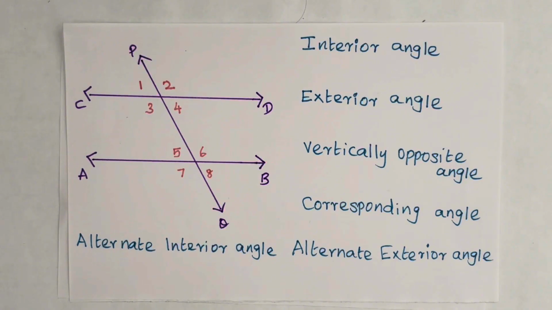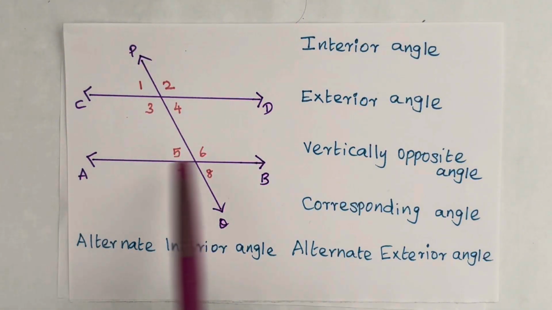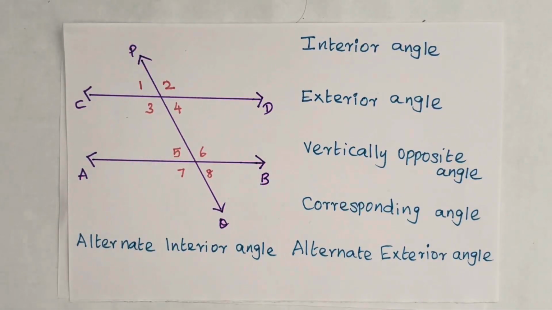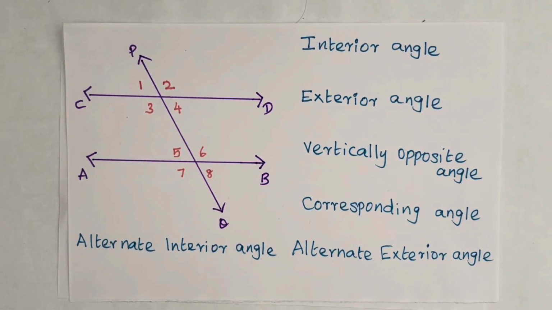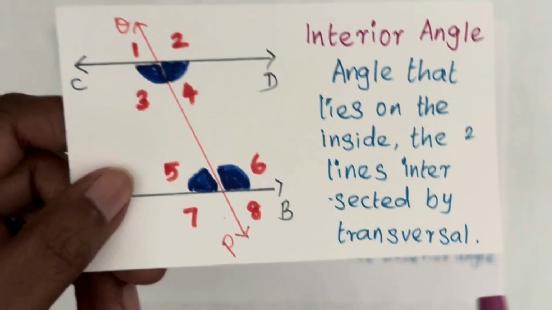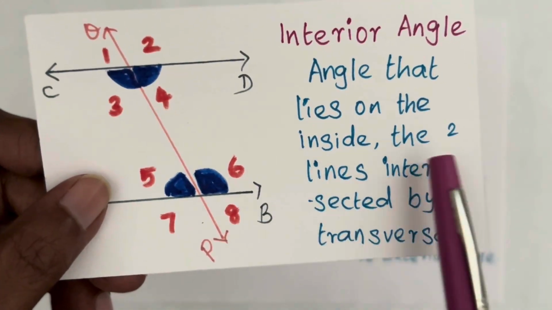Let's see an example. In this example, AB and CD are the parallel lines and PQ is the transversal. We need to identify all the different angles. The first one is the interior angle. We have already learned about interior angles: angles that lie on the inside.